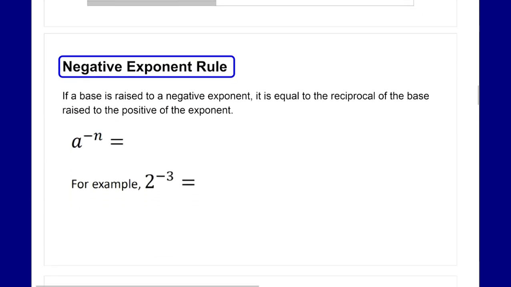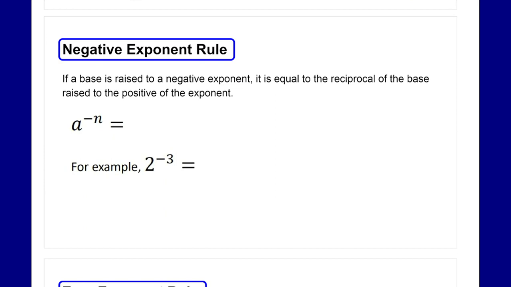And the first one is the negative exponent rule. So we haven't really dealt with negative exponents too much, but we could have a negative exponent. And what that means is if the base is raised to a negative exponent, it is equal to the reciprocal of the base raised to the positive of the exponent. So a lot of fancy words there, but essentially all that's saying is if I have a to the power of negative n, that's the same as the reciprocal, so the flipped version, so 1 over a to the power of positive n.